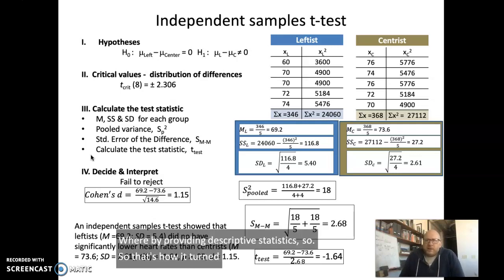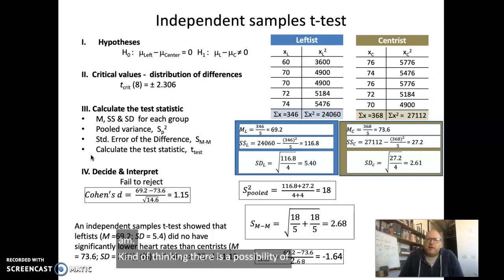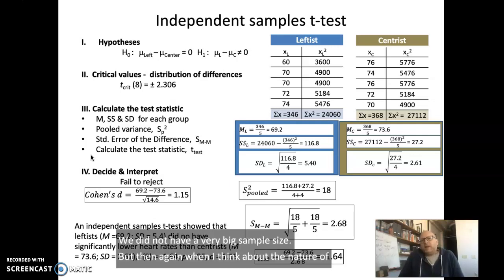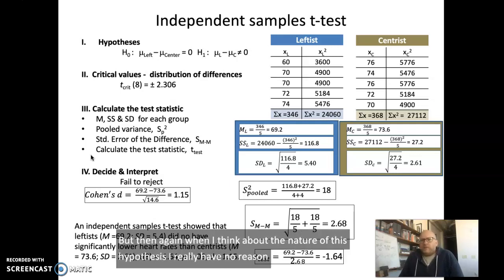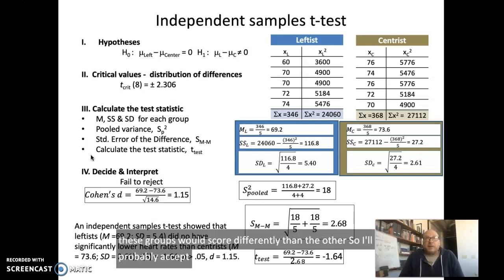Now, when I'm done with this, I'm kind of thinking there is a possibility of type 2 error. We did not have a very big sample size. But then again, when I think about the nature of this hypothesis, I really have no reason to believe that one of these groups would score differently than the other. So, yeah, I'll probably accept the null hypothesis as being correct in this case.